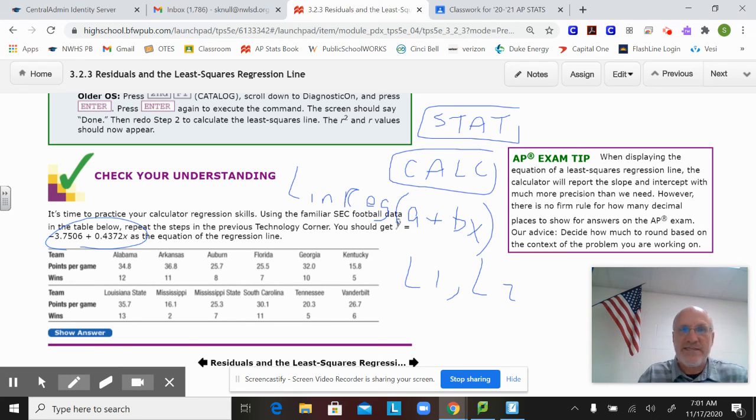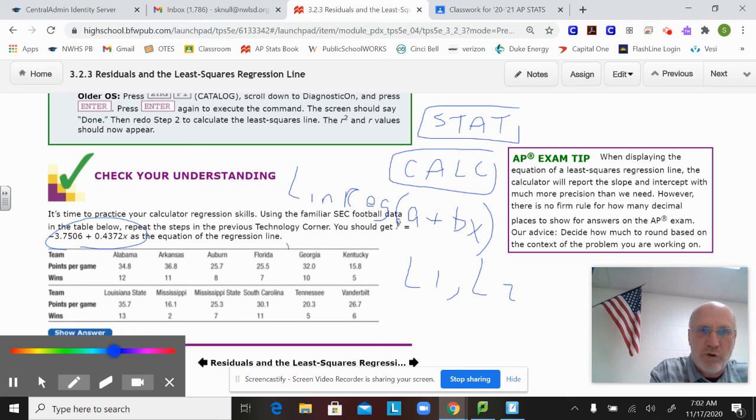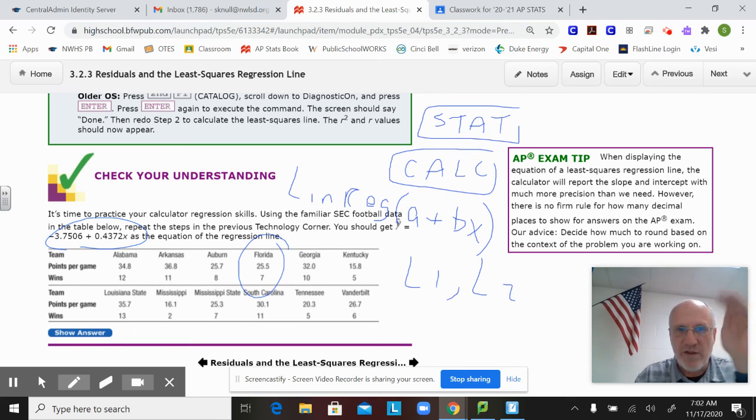What about the slope? Let's identify and interpret the slope. The slope is 0.4372. That means for each additional 1 point scored per game, the expected number of wins goes up by 0.4372. I could have asked you to predict the number of wins for a team that scored 22.8 points per game. We could use that line to predict that. We could find a residual. The question could say, find a residual for Florida. They had 25.57 points per game and 7 wins. What's the residual? You would find the actual y value is 7, you would find the predicted y value, and you would do actual minus expected to find the residual.